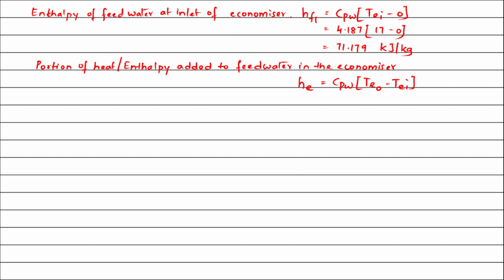Because we know that at the inlet and the exit of the economizer, the condition is water only, it is not converting into steam. So HE is 4.187 into 77 minus 17, which implies the enthalpy added in the economizer is 251.22 kilojoule per kilogram.